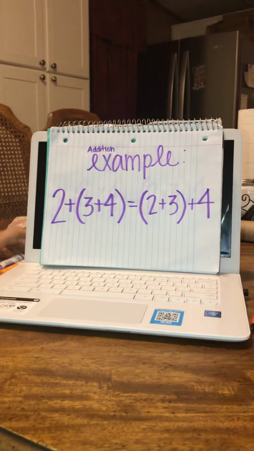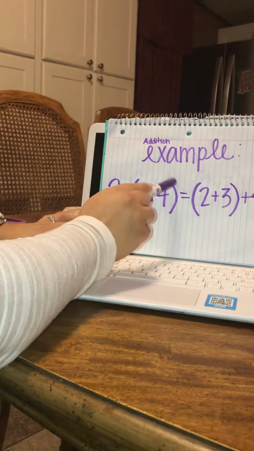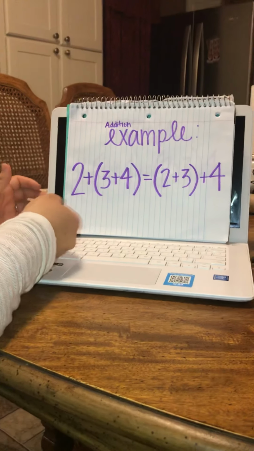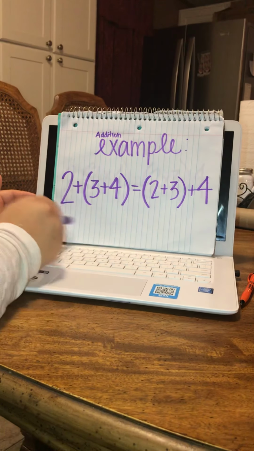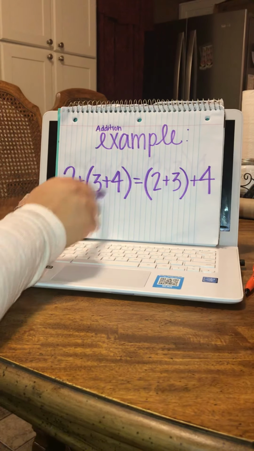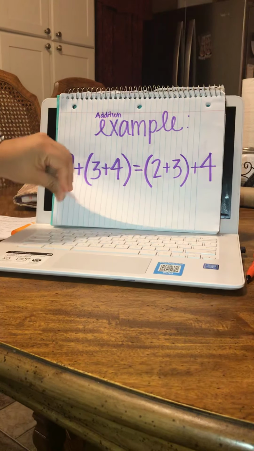So when you do this math, you're just regrouping different numbers, but it's the same problem. You're going to get the same solution on each side. This is just the associative property where you're grouping the different variables.